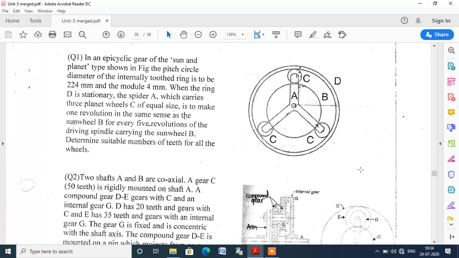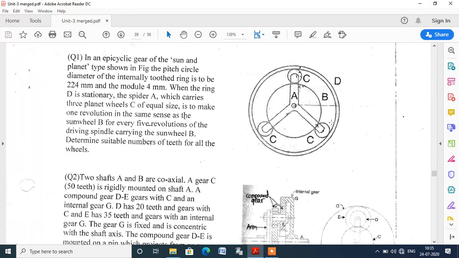First of all, open your notebook and write down this numerical. In an epicyclic gear of the sun and planet type shown in the figure. Here the figure is given. First of all, draw the figure. I will wait for you.